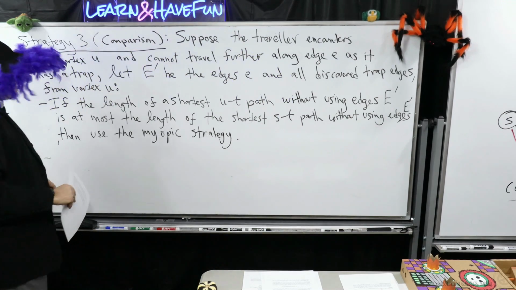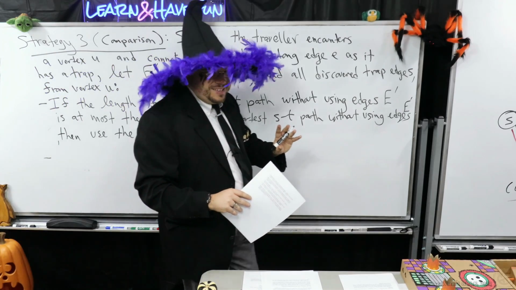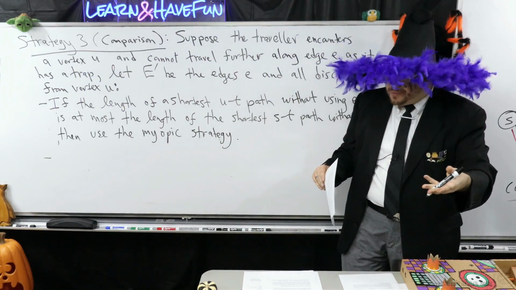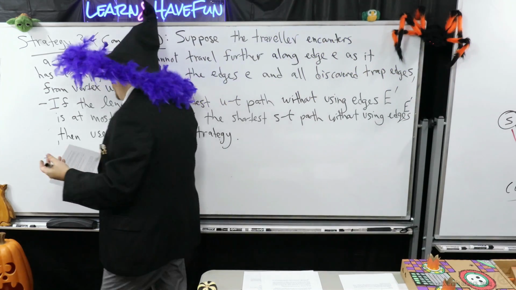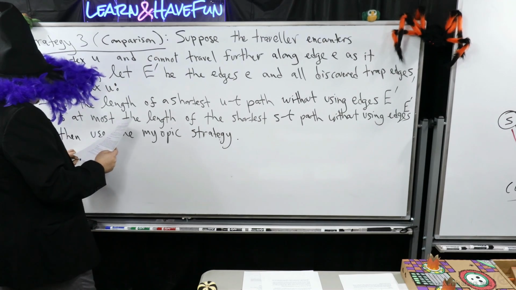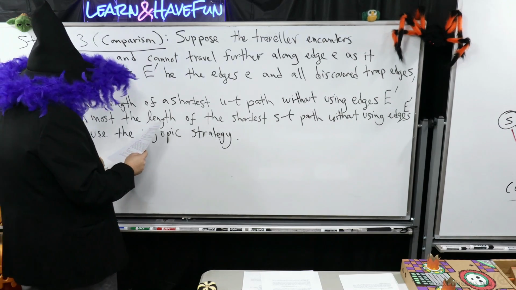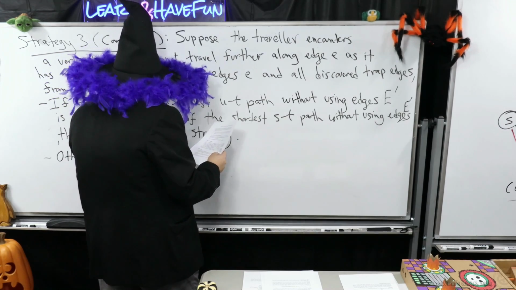So if you see that your shortest UT path is not going to be longer than the shortest ST path, in the case when we don't use the trap edges that we know so far, use the myopic one. Otherwise, we're going to reposition. Otherwise, use the reposition strategy.